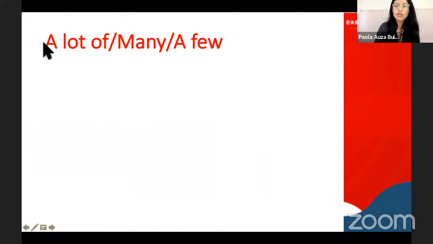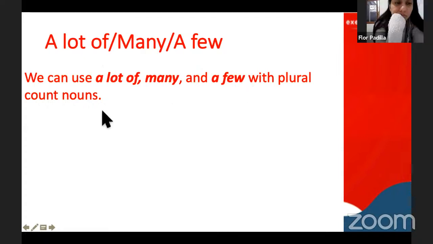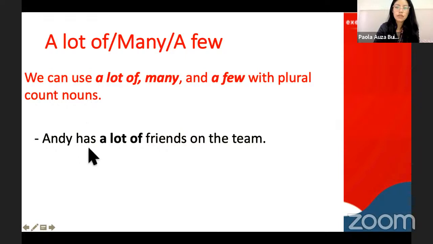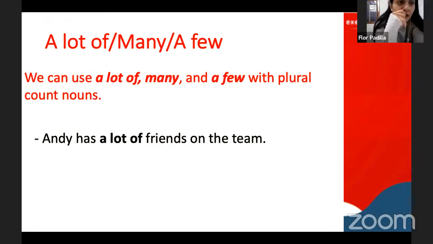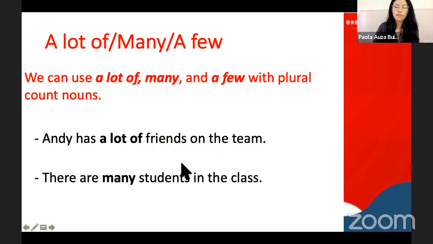Now, we use a lot of, many, and a few with plural count nouns. All right, so for example, can you read the sentence, please? Andy has a lot of friends on the team. All right, so in this case, we are mentioning a countable noun, such as friends. So Andy has a lot of. A lot, it means like many. It's another way to say many. So he has a lot of friends on the team.